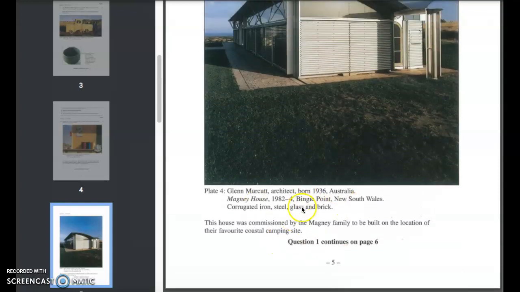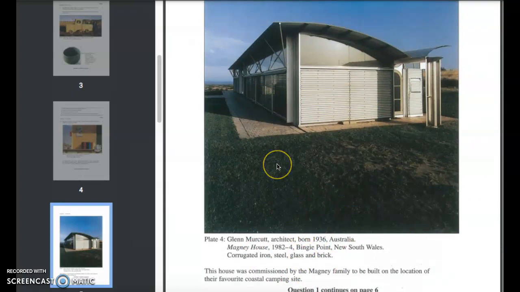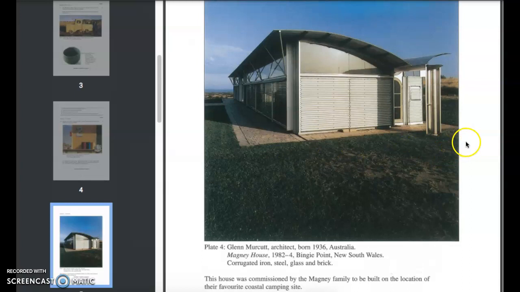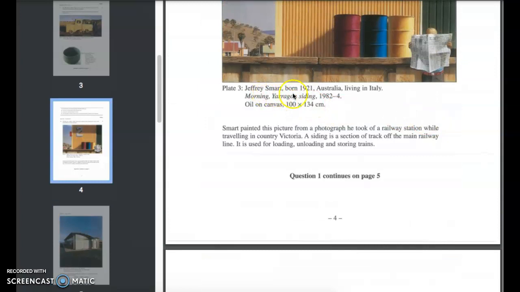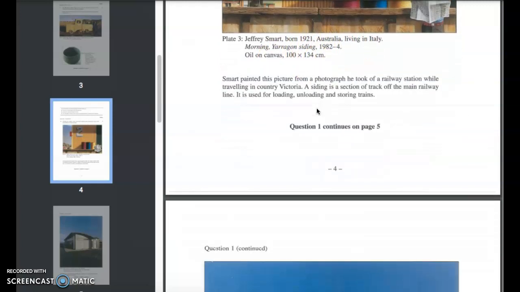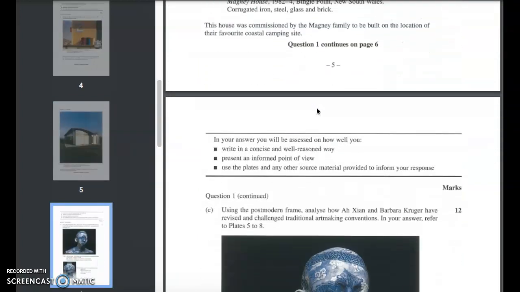We can learn all that from not even looking at this. There are other things that we can learn from looking at this, like maybe the curve of the roof is mirroring the tent, and the simplistic nature of the building references tents and camping and the lifestyle that you might have when you're camping. Okay, so again, artist, where they were born, where they're living, the title, the date, the materials, the size, they can all give you so many clues to help you answer the question.